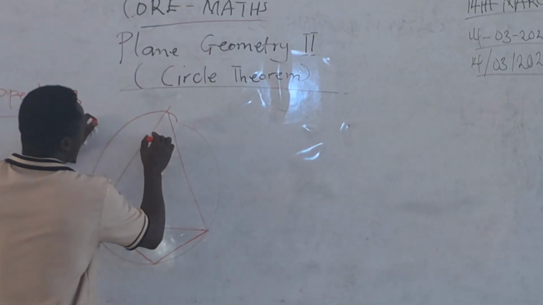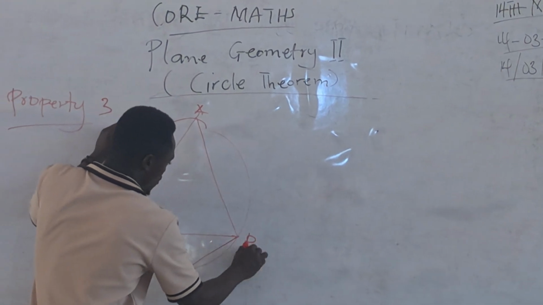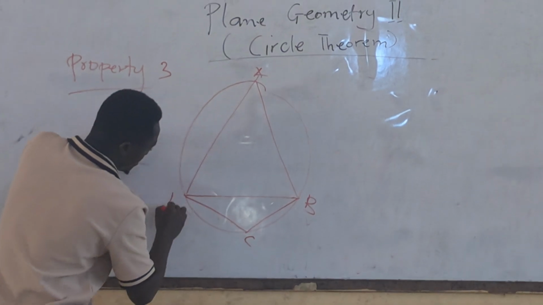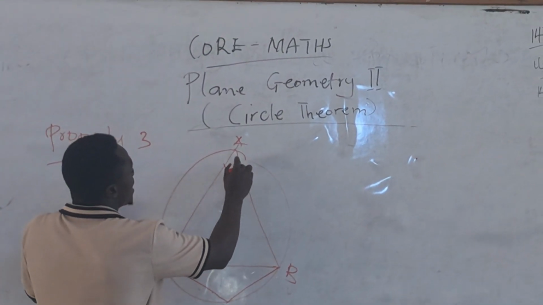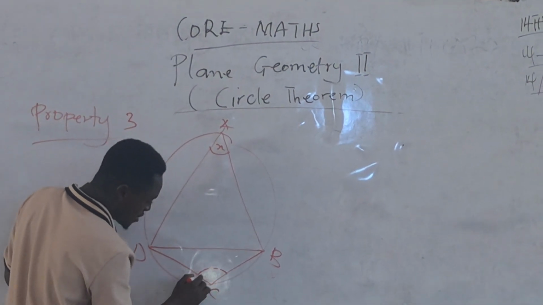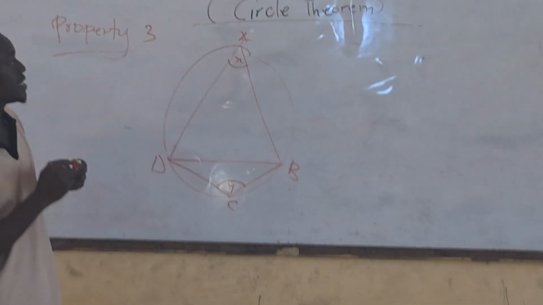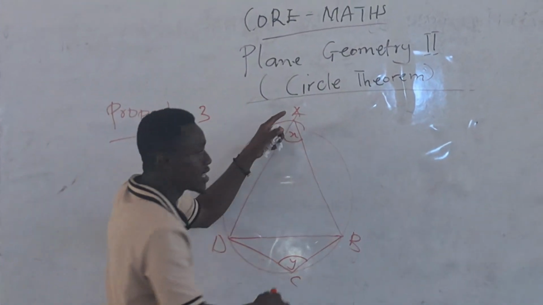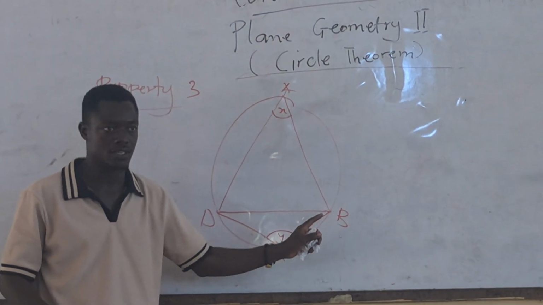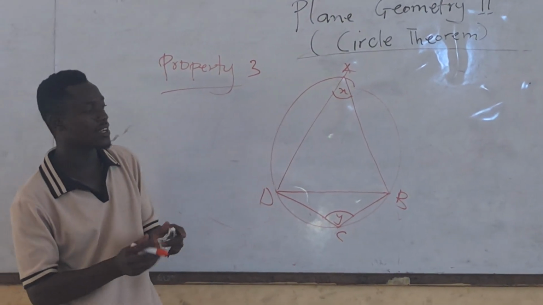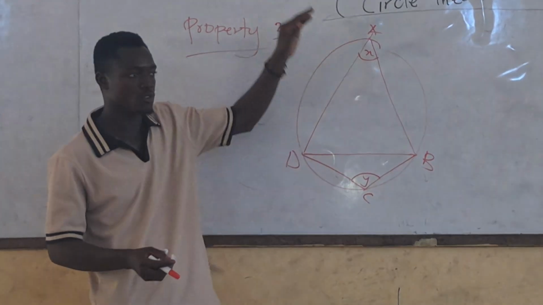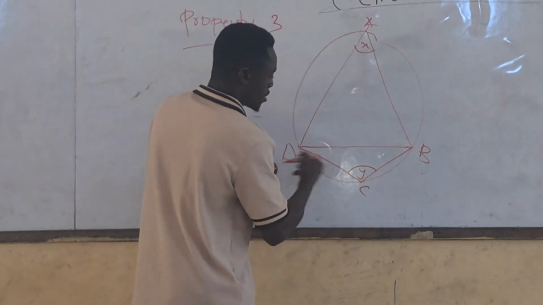So let's say we have a quadrilateral labeled A, B, C, D. And we have the angle formed at this side to be, let's say, x, and this side also is y. The property is that the sum of the angles formed by the chord at the opposite segments add up to 180 degrees. So this is our chord.